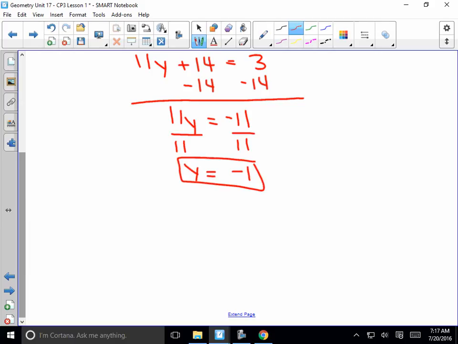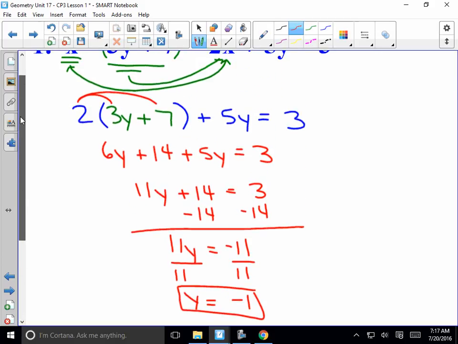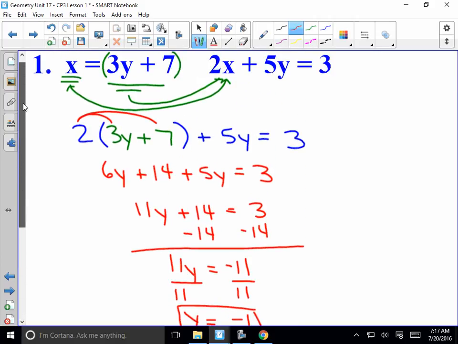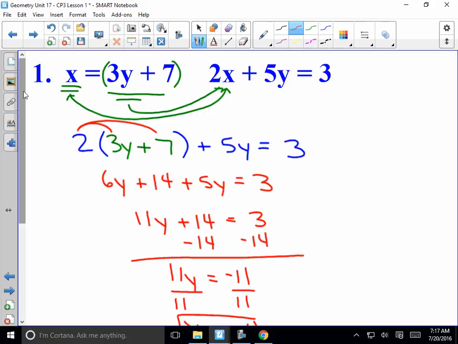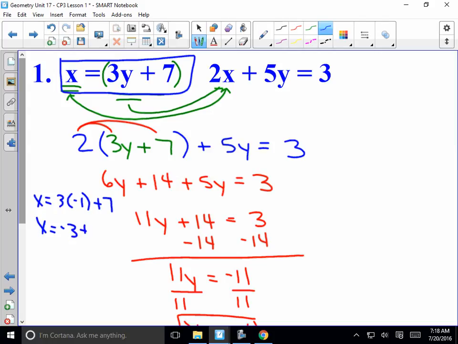Now this isn't a finished answer. This is part of the answer. So I know what y equals, and then I'm going to pick hopefully the easiest equation to plug that y in and solve for x. So the easiest equation for me to use is the first one. So I'm going to plug in: x equals 3 times negative 1, substituting that value, plus 7. x equals negative 3 plus 7, x equals 4.